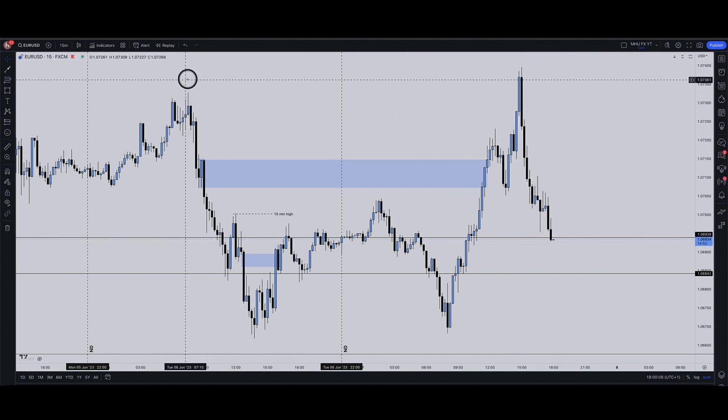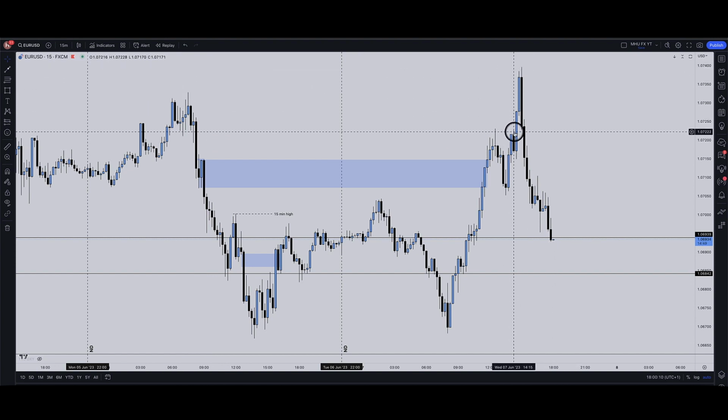Look, it took out this point of interest here. It took out the liquidity above this high, dropped back down into this order block here. But look, it violated the order block. You have to learn to be satisfied. It's as simple as that. Are you satisfied with this move higher? Are you satisfied with a move like that?